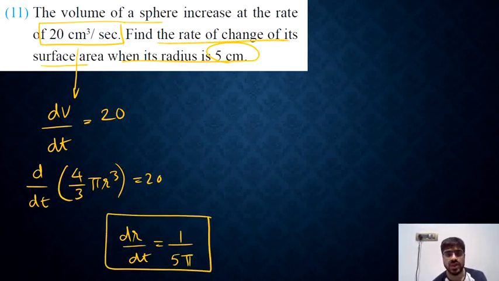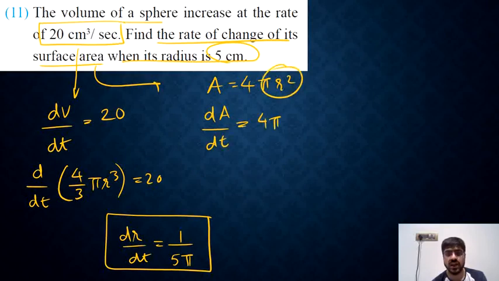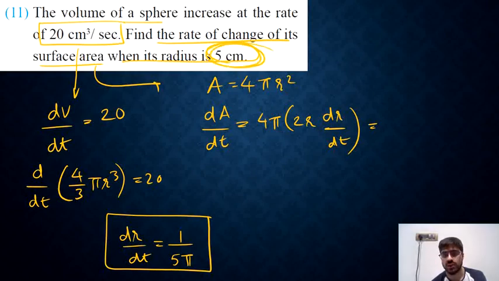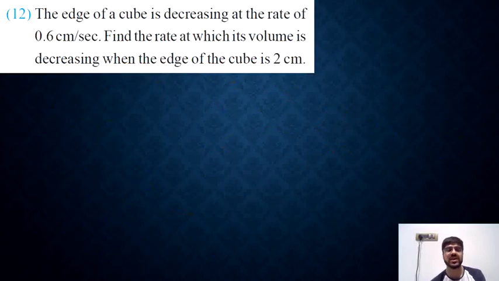We need the rate of change of surface area, that is we need dA by dt. So the area of the balloon will be 4 pi r square, and dA by dt will be 4 pi into the derivative of r square, which is 2r, into dr by dt. So this is going to become 4 into 2, which is 8, into pi. The radius is already given to us as 5. So 8 pi into 5, making it 40 pi, multiplied by dr by dt, which is 1 upon 5 pi. So this value becomes 8, so dA by dt is 8 centimeter square per second. And that's how we are answering the 11th question.